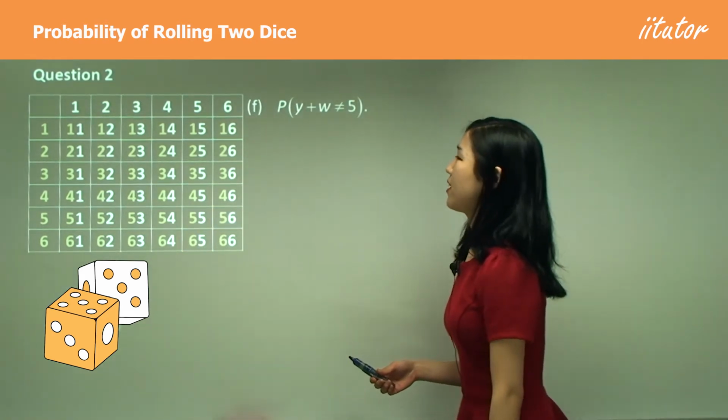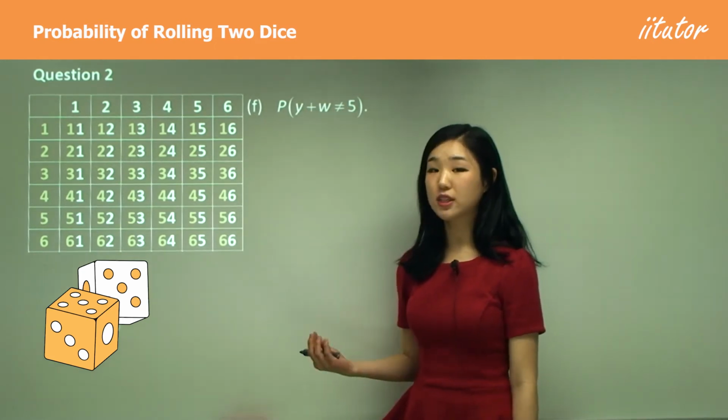I want to find the probability that when I add yellow and white, it's not equal to 5.